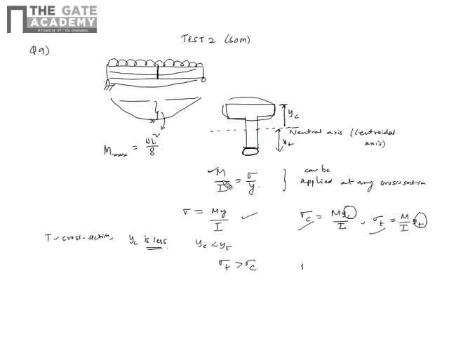So the option is D. So all this happens because of your cross section and the shift in the neutral axis. The neutral axis is biased towards the top, so bottom fibers feel more stress.